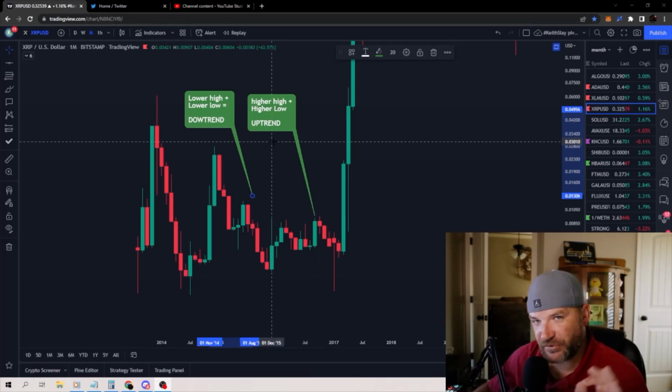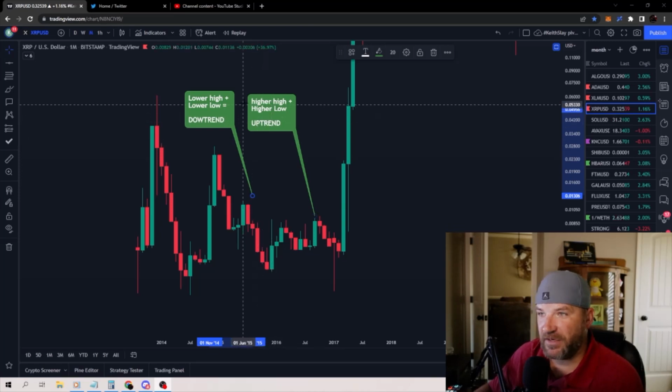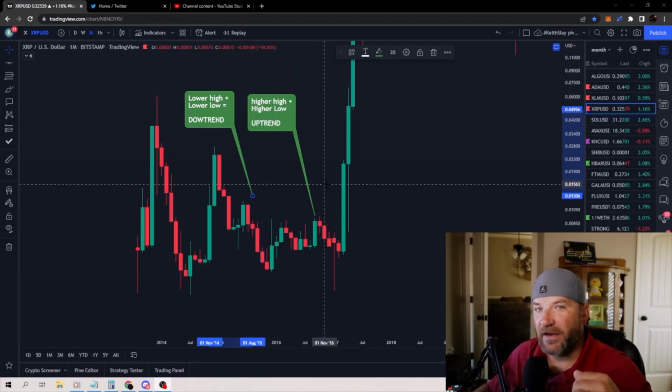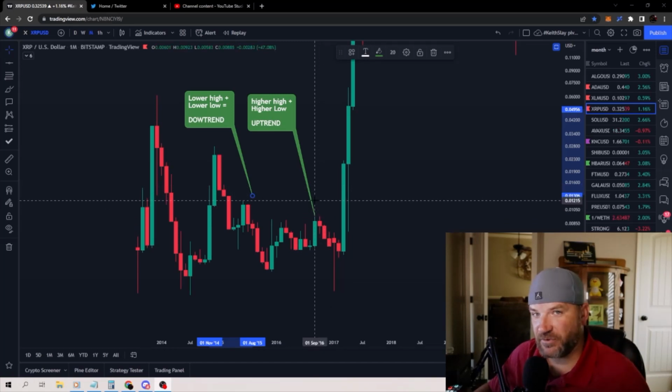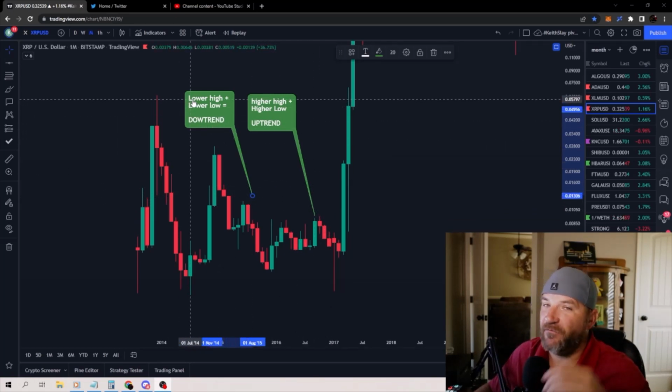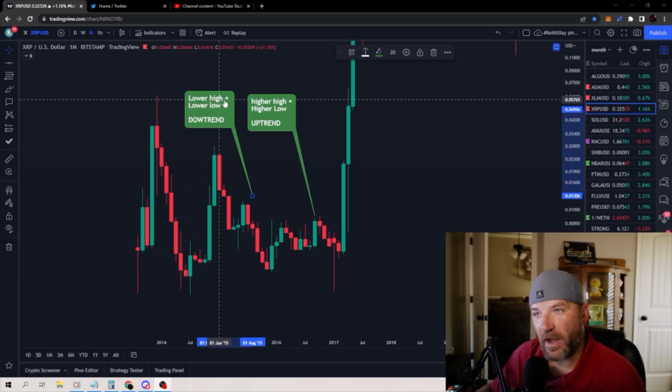For an uptrend, which is what we want. Okay. We all want the price to go up so that we can all make money. You need two things. You need a higher high plus a higher low. That together creates an uptrend. Vice versa, for a downtrend, which is what we don't want, you have a lower high plus a lower low. That all equals downtrend, okay?